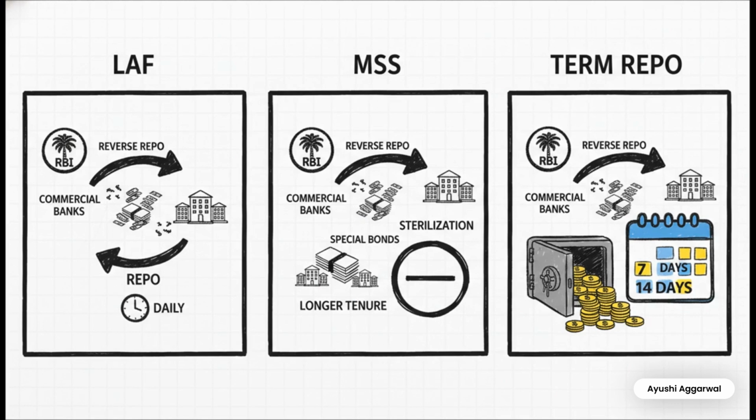Now let's quickly touch on a few other tools. First, there's the LAF, or Liquidity Adjustment Facility. This isn't really a separate tool, but more like the framework under which the daily repo and reverse repo operations happen. Then you have MSS, the Market Stabilization Scheme. This is a special tool to absorb a massive amount of excess liquidity, and it works by selling special bonds. The name for this process is sterilization, a key exam term. Finally, there's term repo, which started in 2013. It's just like a normal repo, but for a longer duration, like 7, 14, or even 28 days.